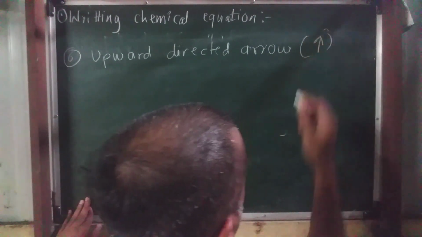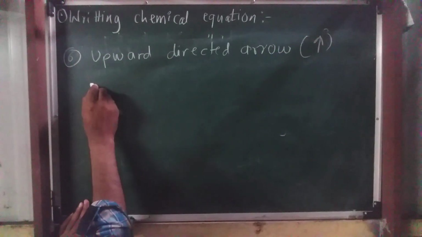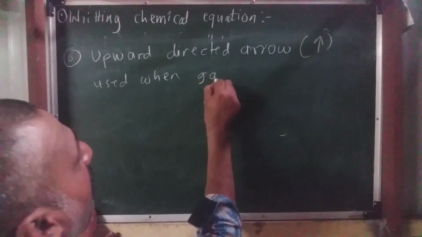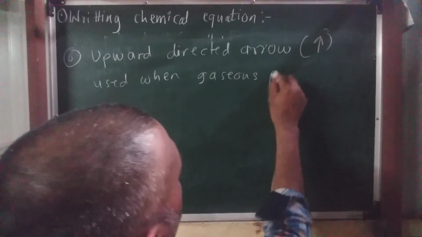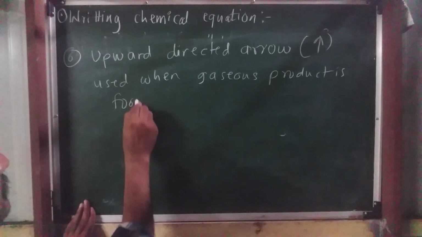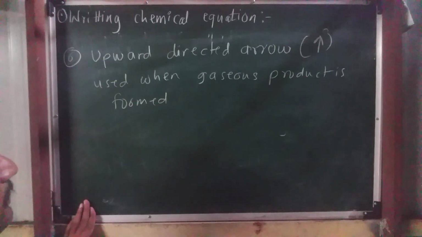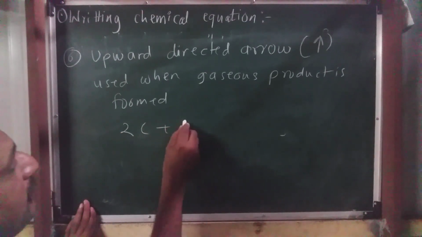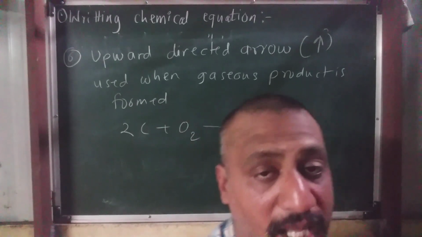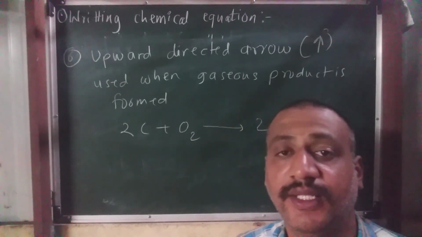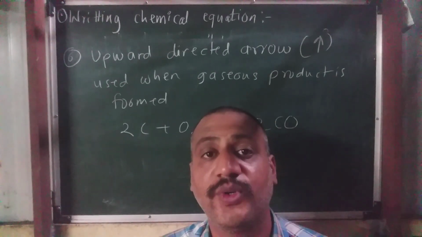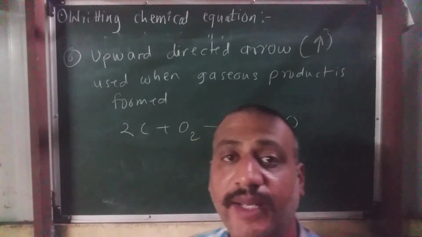This is the upward directed arrow, used when a gaseous product is formed. Very common. Say for example, 2C + O2 results in the formation of 2CO. Carbon monoxide, a poisonous gas. When carbon is combusted in a limited amount of air, it results in the formation of carbon monoxide.